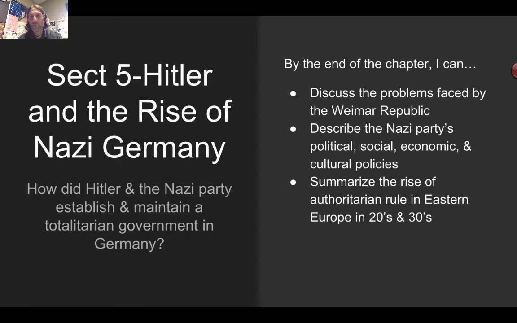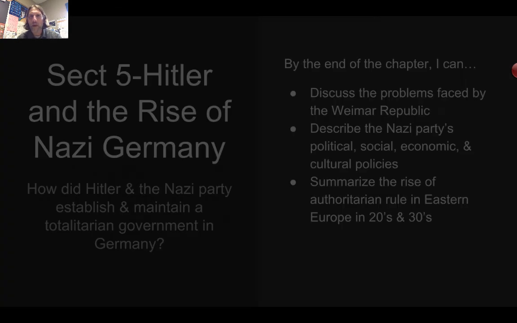And so the things you should be focusing on are the problems that were faced by the Weimar Republic, the Nazi Party's political, social, economic, and cultural policies and beliefs, and then the rise of other authoritarian rule in Eastern Europe in the 20s and 30s, and some of the factors that contributed to that.